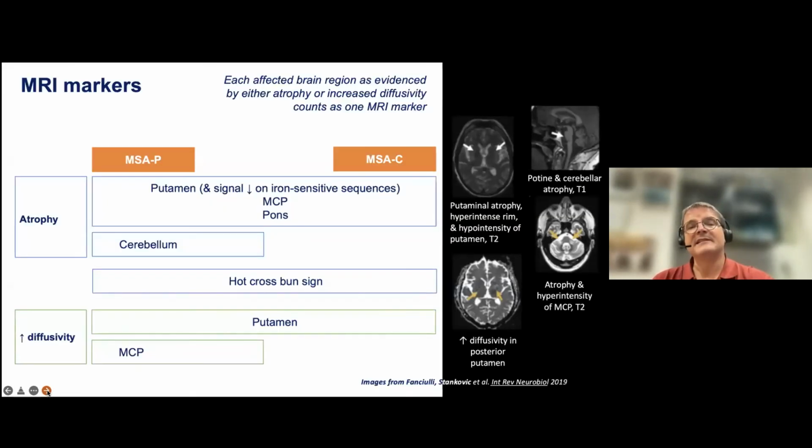Now, this slide lists the MRI markers. One of these abnormalities needs to be present for a diagnosis of established MSA, so that requires MRI.